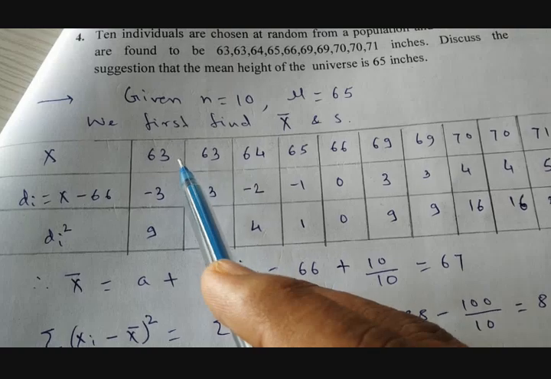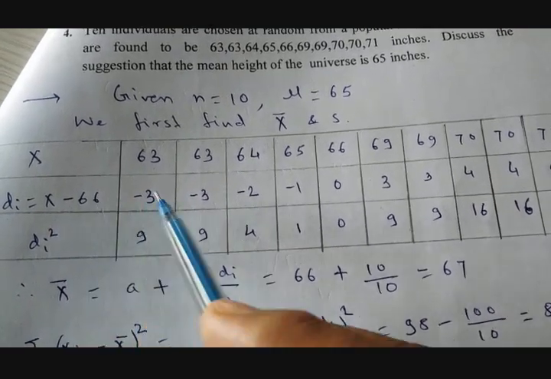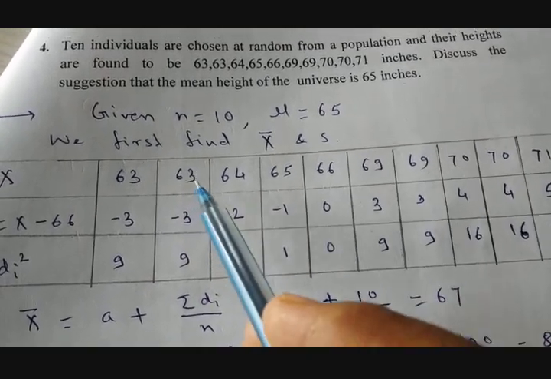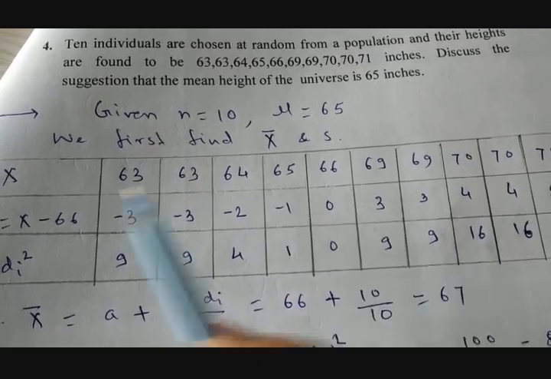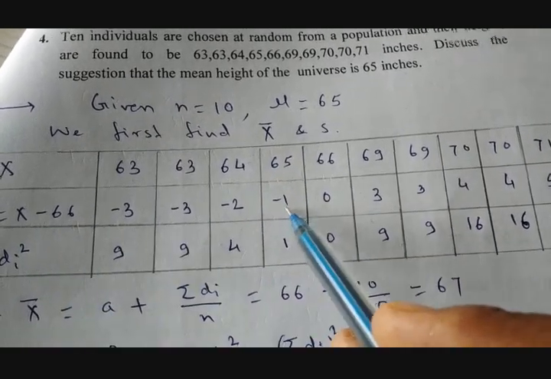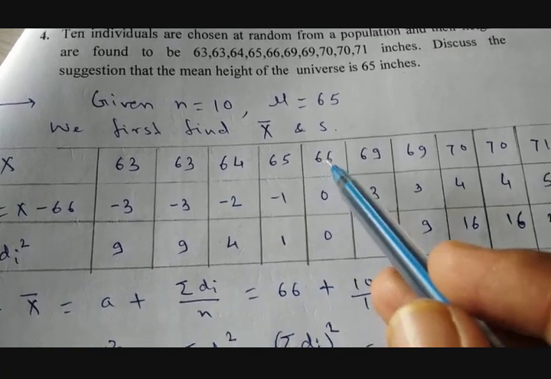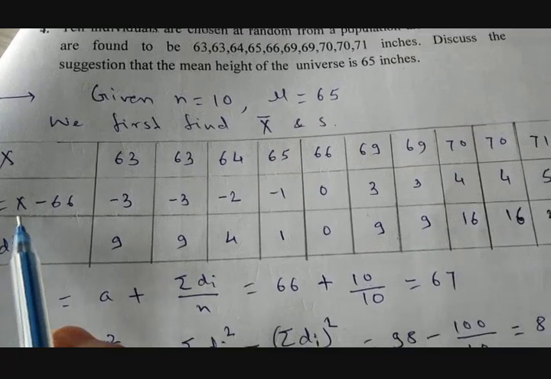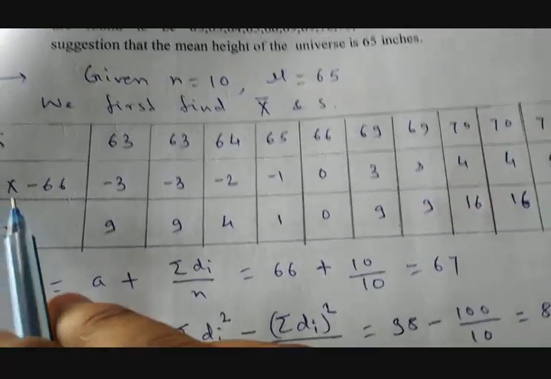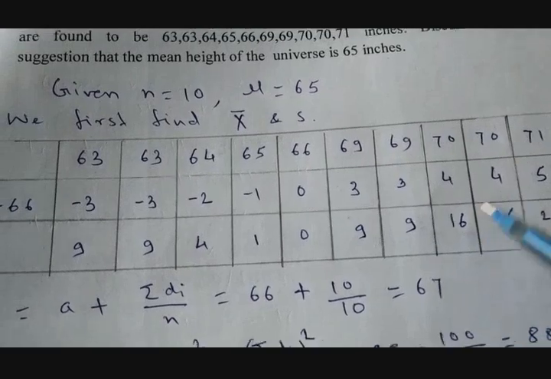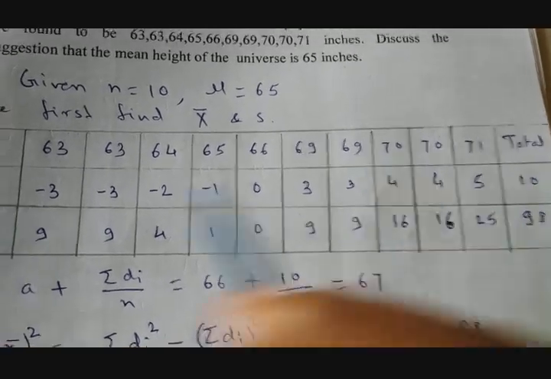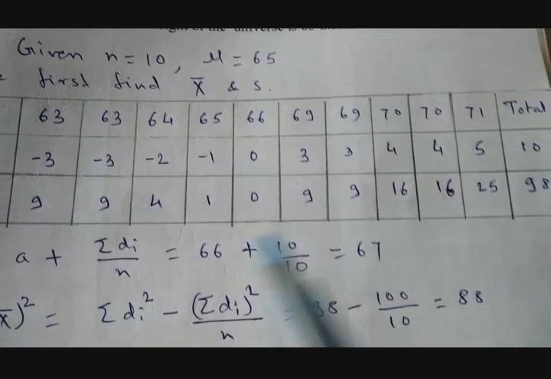So when x is 63, 63 minus 66 is minus 3 and its square is 9. Second value of x 63, minus 3, 9. 64 minus 66 is minus 2, its square is 4. 65 minus 66 is minus 1, square is 1. 66, 0, 0. 69, so 69 minus 66 is 3 and the square is 9. 69, 3, 9. 70, 70 minus 66 is 4, 16. 4, 16 and 71 minus 66 is 5. Its square is 25 and total of all di's is 10 and di square is 98.